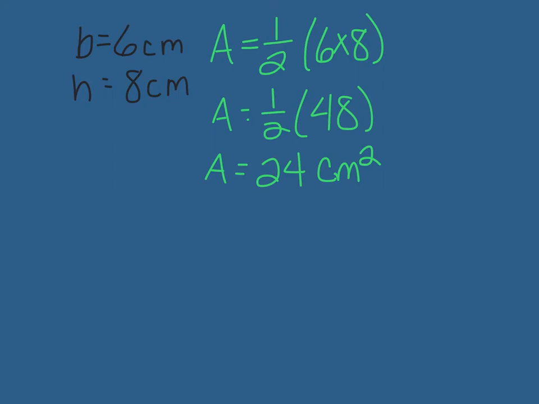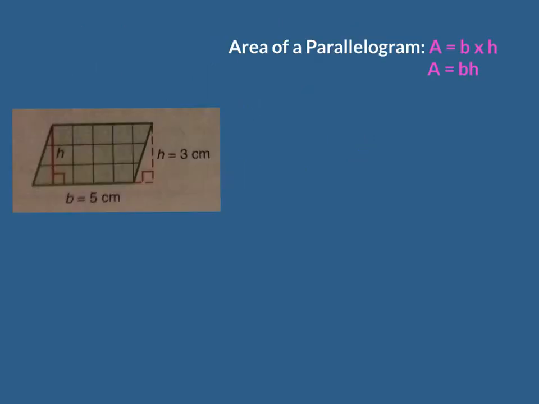Next, we're going to move on to parallelograms. Here's the formula on how to find the area of a parallelogram. It's A equals B times H, or A equals BH. And the B and H, again, remember those stand for base times height.